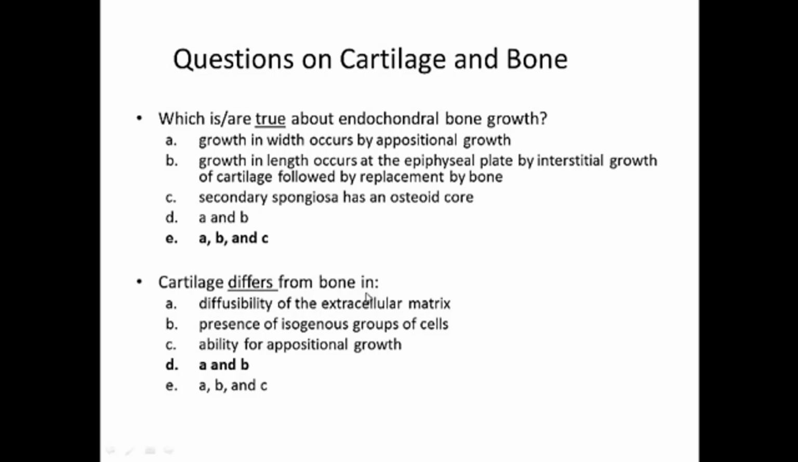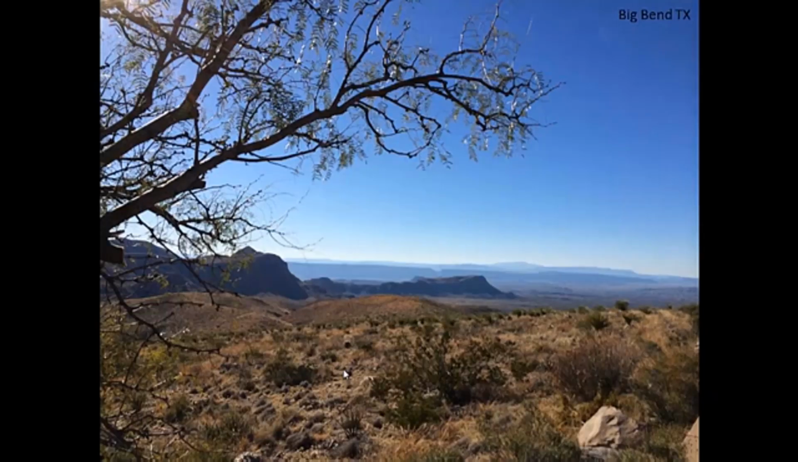Cartilage differs from bone in diffusibility of extracellular matrix. That's true. Nutrients can diffuse through cartilage but not bone. The presence of isogenous groups. True, because isogenous groups are produced by interstitial growth, and cartilage has it but bone does not. Ability of appositional growth. False. Both have appositional growth. And so the answer is D, A, and B.